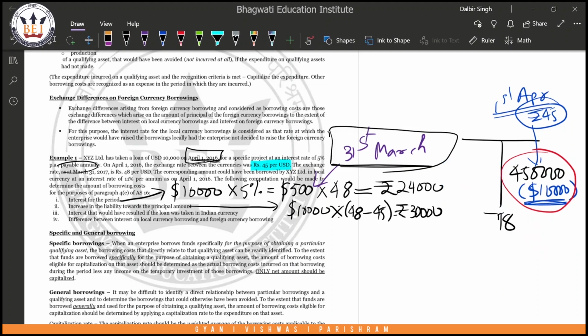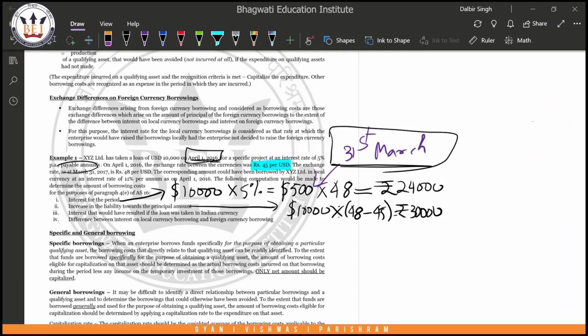Let's go to the next point. The next point is interest that would have resulted if the loan was taken in INR. Now here I took a loan of USD 10,000. Had I taken this loan in INR, I am not taking this loan now, just forget about taking the USD loan. How much INR amount is equivalent to this? Now 45, which means I would have taken a loan of 4,50,000 as on April 1, 2016.